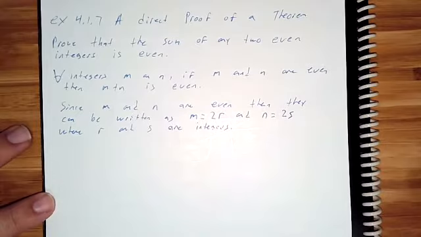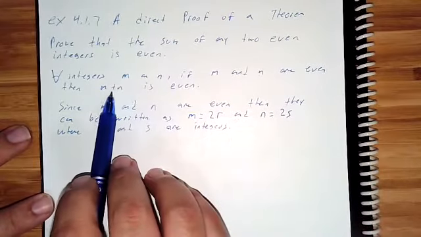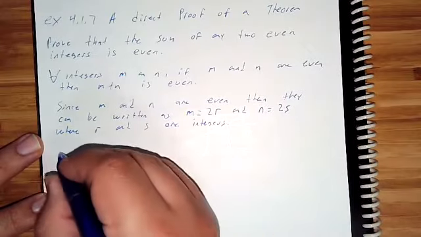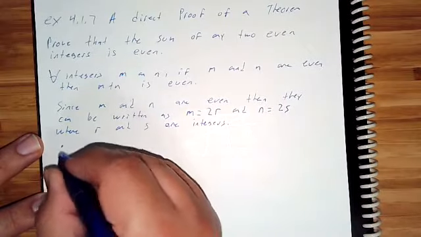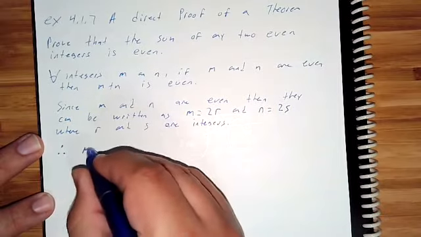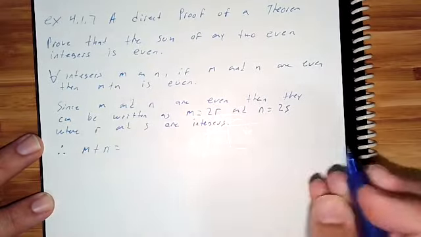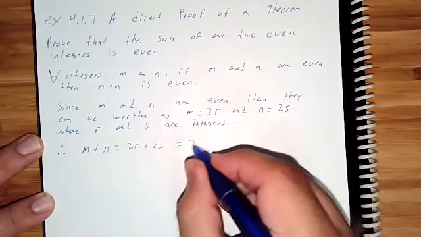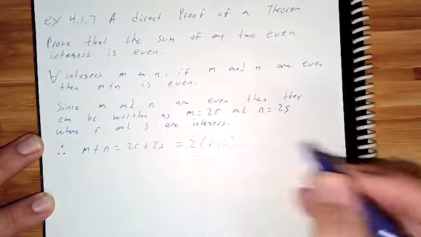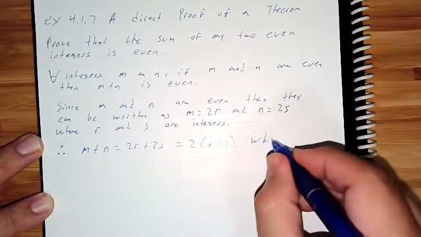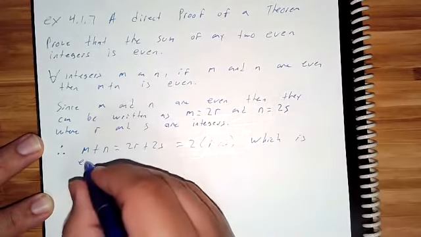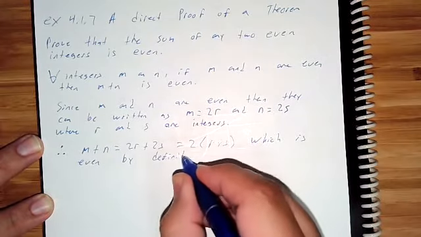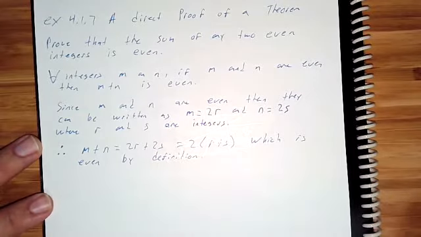So we will add them. We want to show this. Since they're even, therefore m plus n is equal to 2r plus 2s, which is equal to 2 times r plus s, which is even by definition. So this proves our statement.